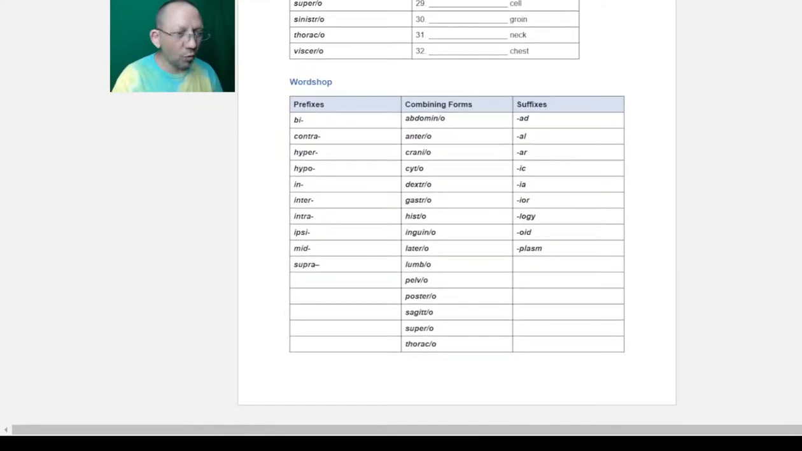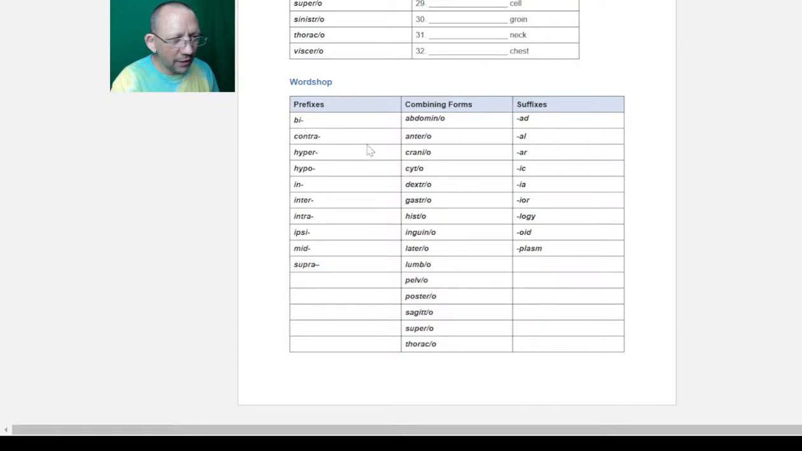Now here, this is the one that caused the most problem. What the hell's a word shop? This is a word bank. It's not even a word bank, it's a word shop, because they're saying you build words with this. So let's look at bi. There's bi right there. That's two, right? Two cranial, two head.